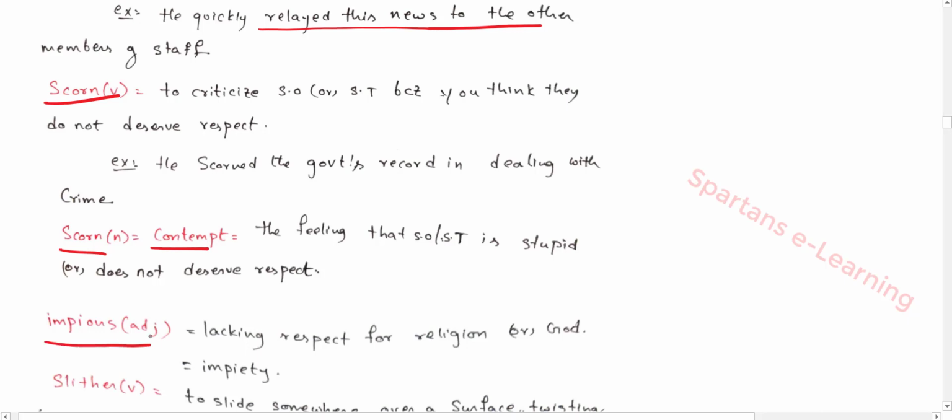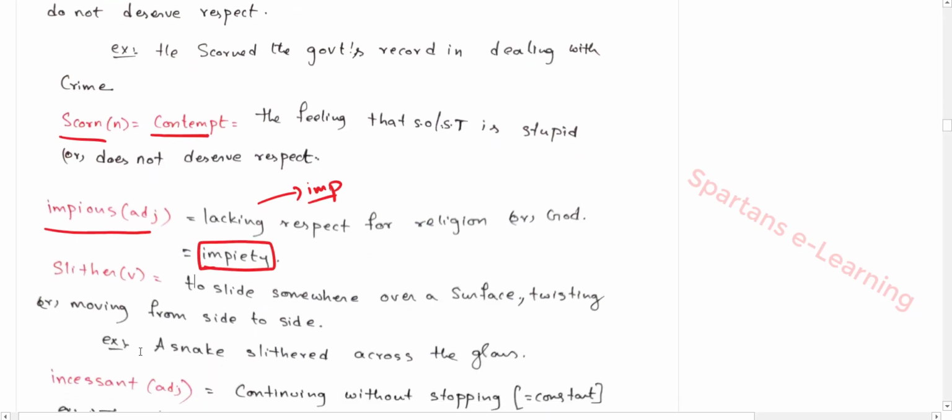So impious is an adjective. Impious means lacking respect for religion or God, impiety. So we have a related word here, imp. Imp means not having any respect, an unruly kind of behavior. Impiety means lacking respect towards God, whereas piety means reverence towards God. We say piousness also, right? Piousness, piety, impiety, all these are related words again.